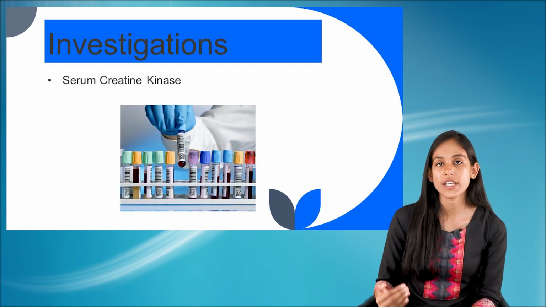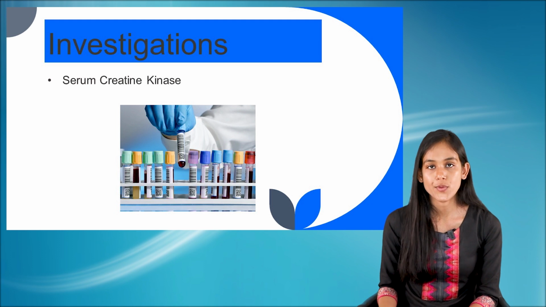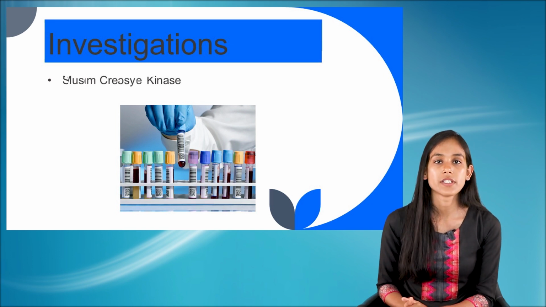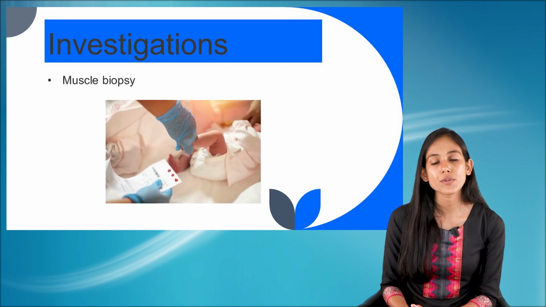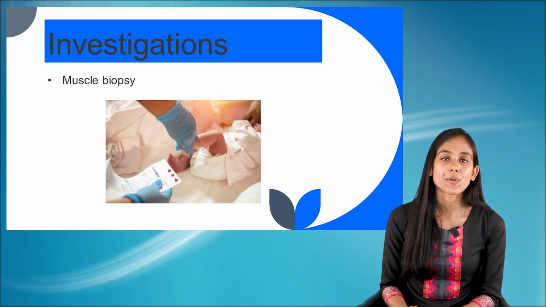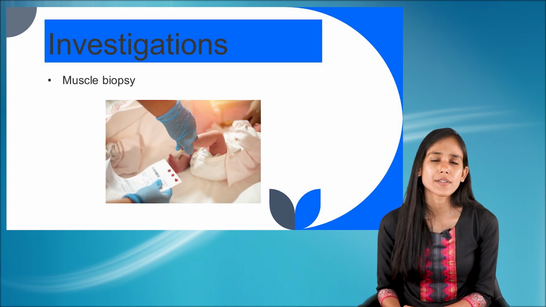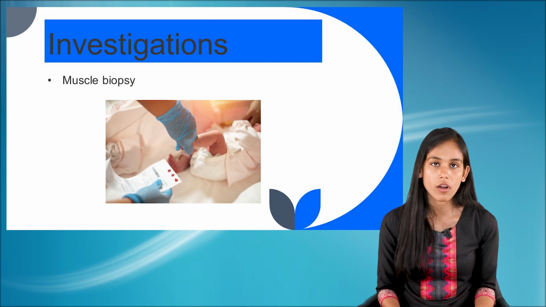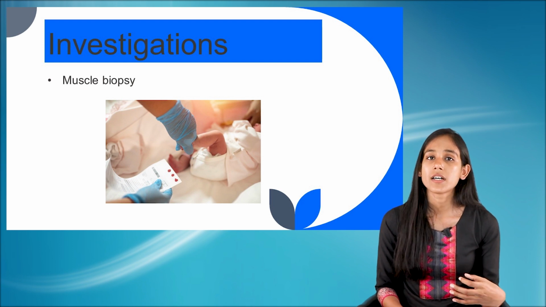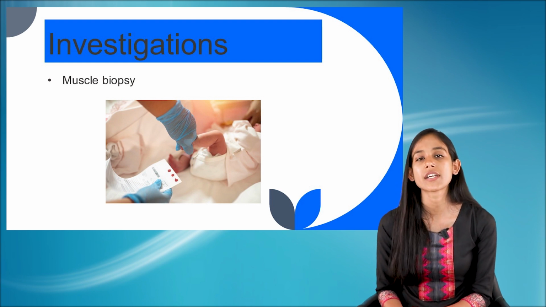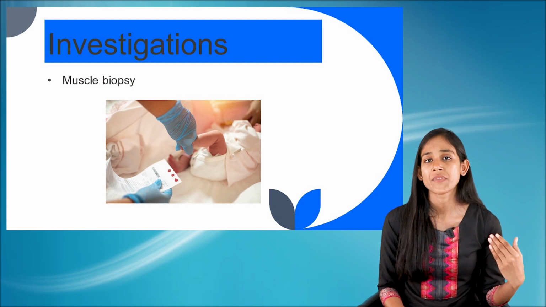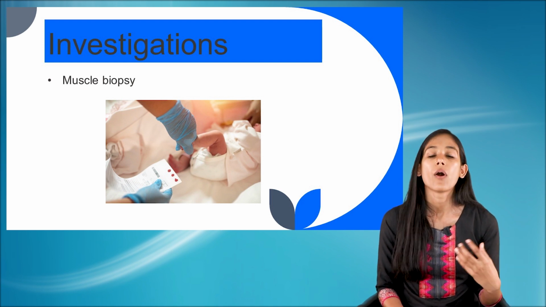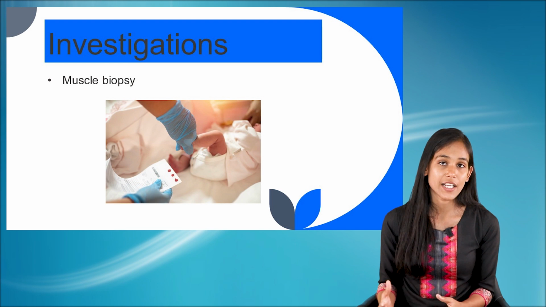And next, we can also check serum creatine kinase, whether it is elevated or normal. And apart from all these, we can also do a muscle biopsy. If it is in early stages, then the muscle biopsy would appear normal mostly. But in chronic stages, it can show if there is denervation, or if there is atrophy.